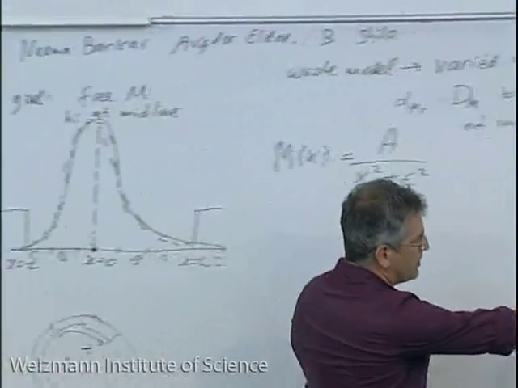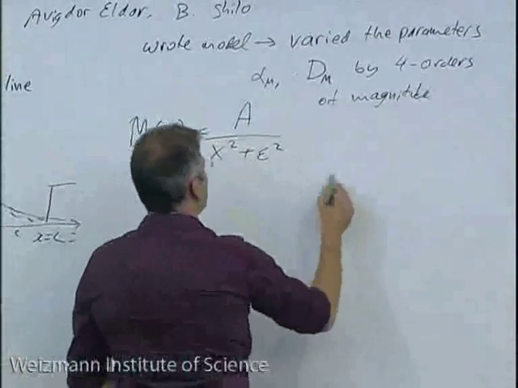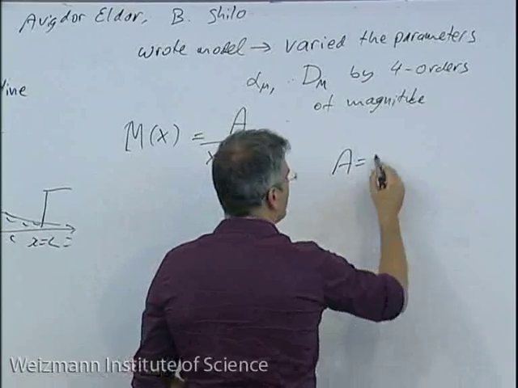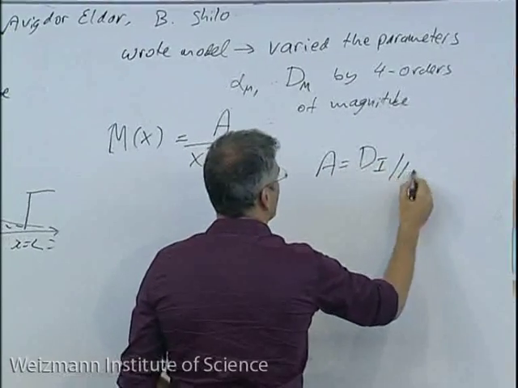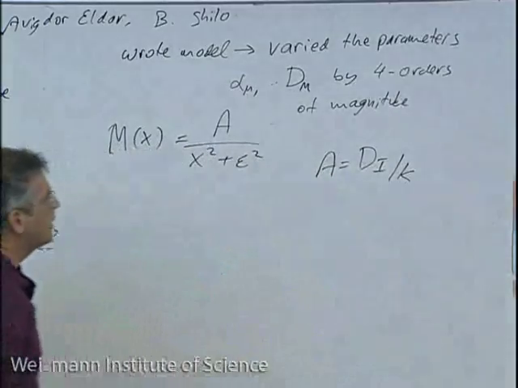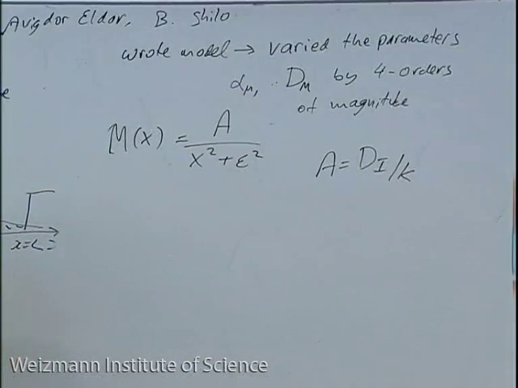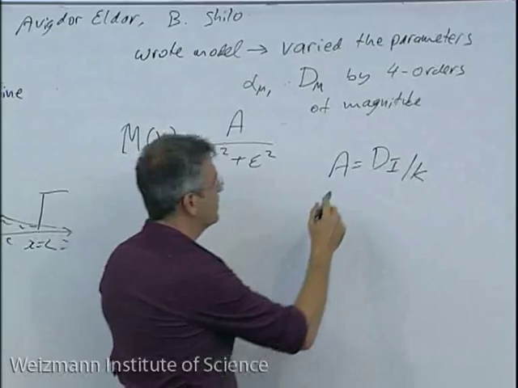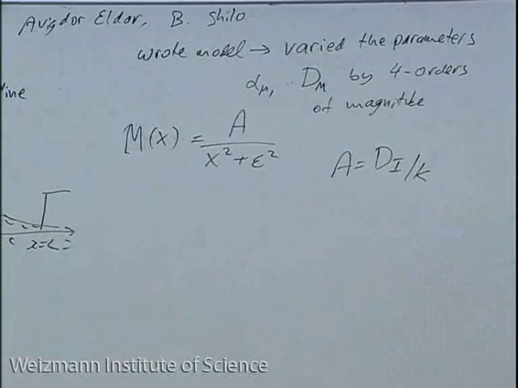And because of this k over di thing, in fact, A equals di over k, because this is 1 over M. And there's another factor of 2 somewhere here. That's just a detail, but.